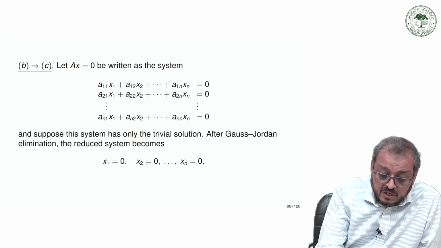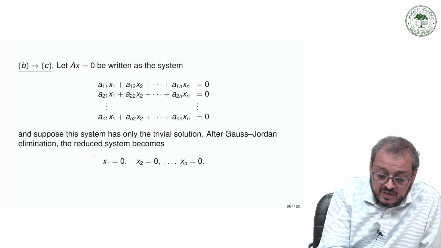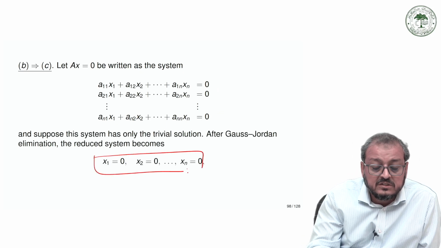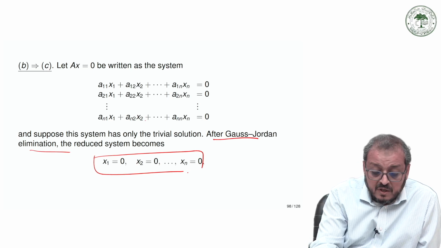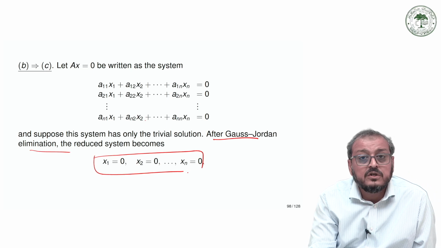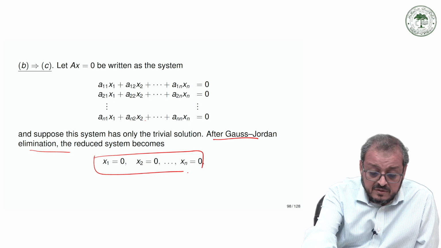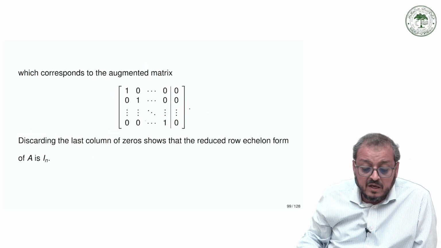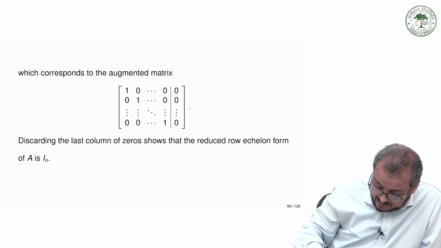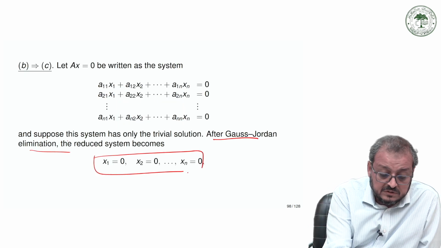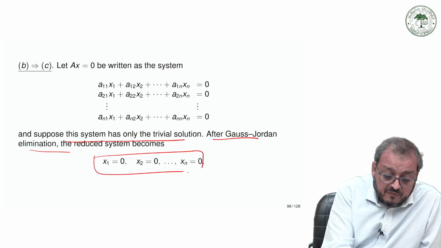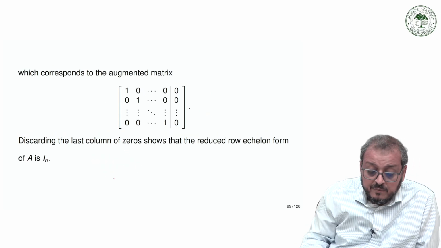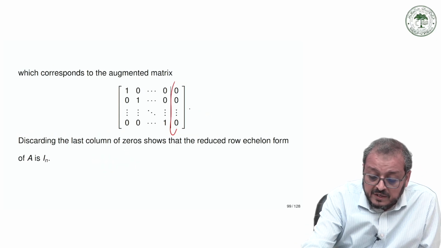If this system has only the trivial solution, x1 equals 0 through xn equals 0, after the Gauss elimination reduction method, we substitute and get the solution for this system. Now we write the augmented matrix after reducing it, because it is a trivial solution. The only trivial solution means the system can be reduced into this form, and all the right hand side is equal to 0.